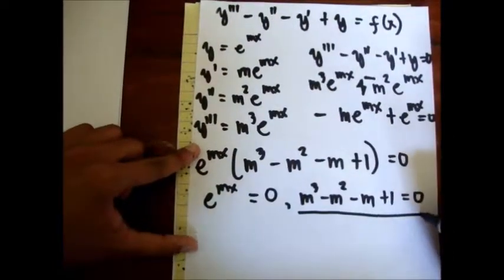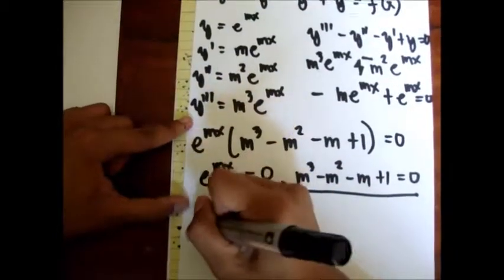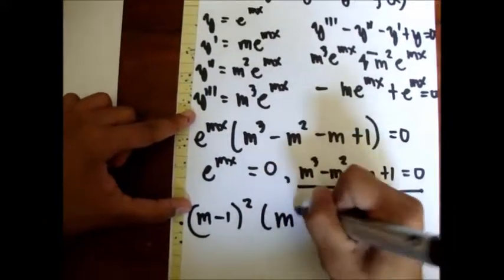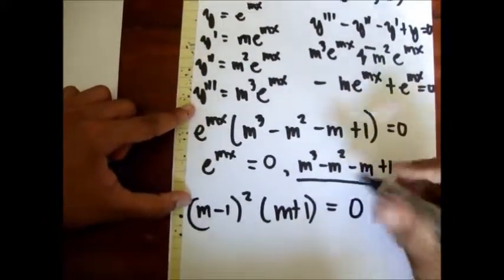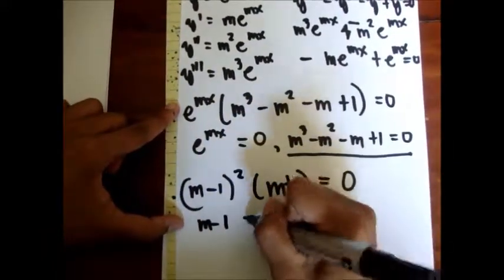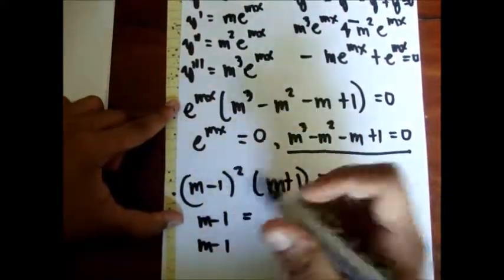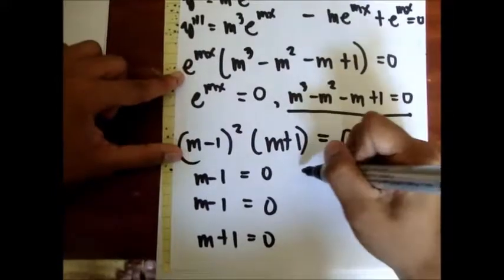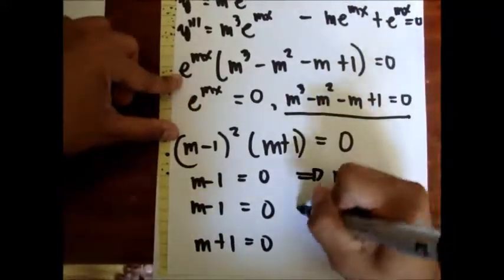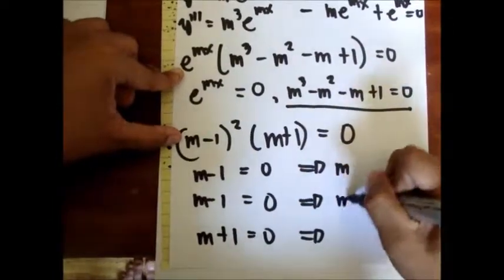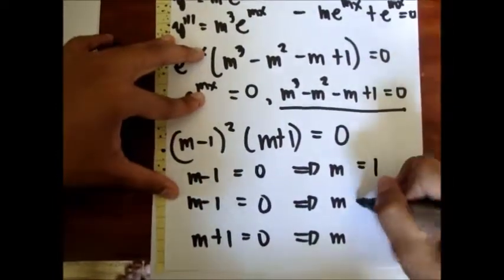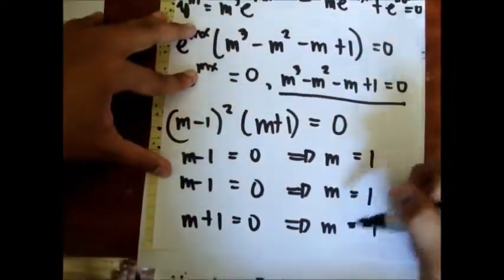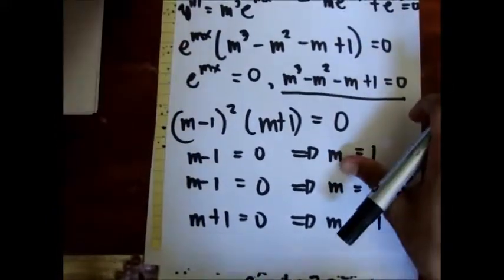So we'll factor it out. So we get m minus 1 squared, quantity m plus 1 equals 0. So m minus 1 equals 0. Then m plus 1 equals 0. So from this, we get our values of m. We have m equals 1, m equals 1, and m equals negative 1. So by case 1 and case 2, real distinct roots and real repeated roots.